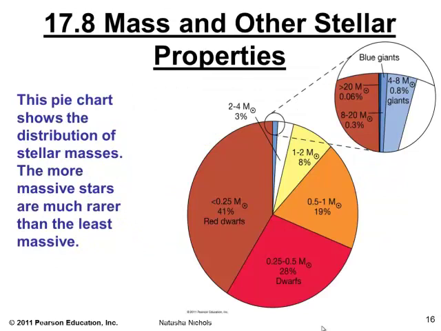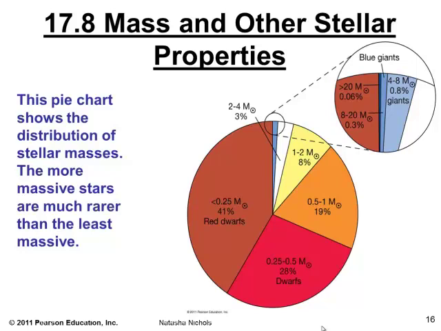This pie chart shows the distribution of stellar masses. Notice how the more massive stars are much rarer than the least massive stars. This is the range of masses of stars as determined from very careful measurements in our solar neighborhood. So if we take a look at this pie chart, we see that 41% of all stars are red dwarfs.